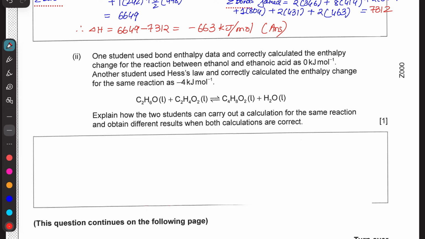So if the bond types are exactly the same on reactants and products, right? What happens is the net enthalpy change will be 0. So that's why the first student got 0, because exactly the same bonds are present. Yeah. So I'll just write it down.